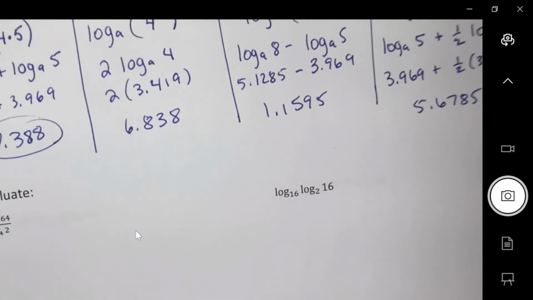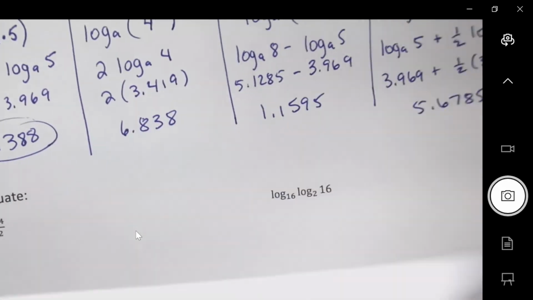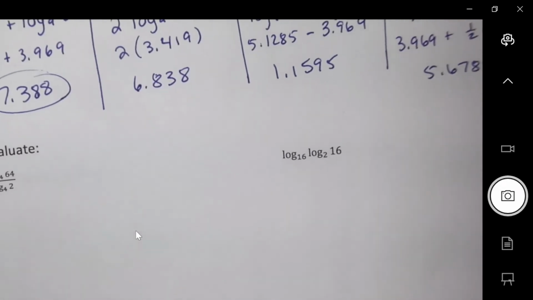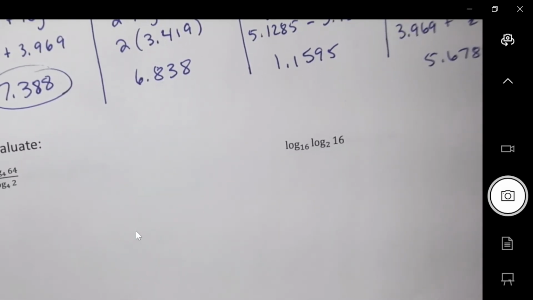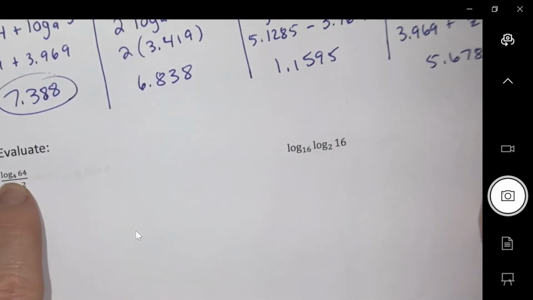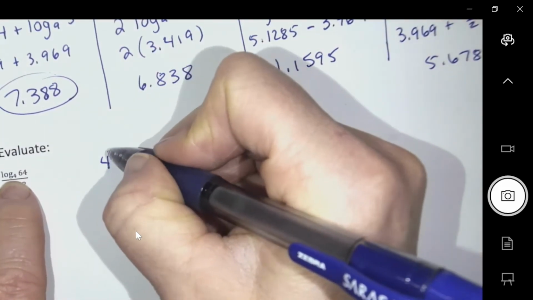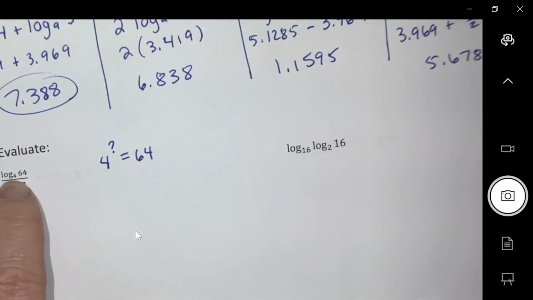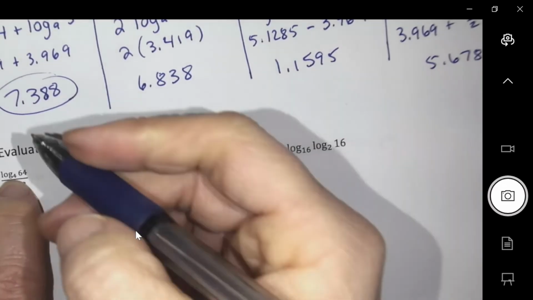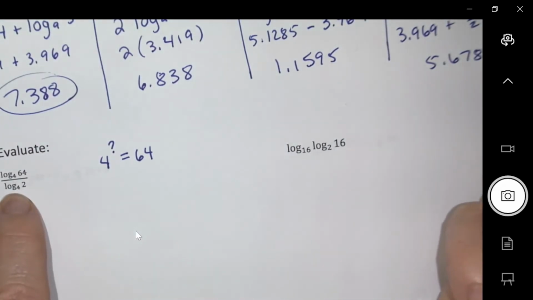Okay. Some weird evaluation questions. Okay. I'm going to evaluate. So this is what my brain says. What's the exponent that makes this happen? So if there was a base of 4, what's the exponent that makes that happen? We should have these memorized. We get a 3. So that's a 3.